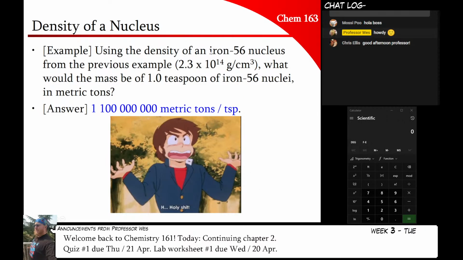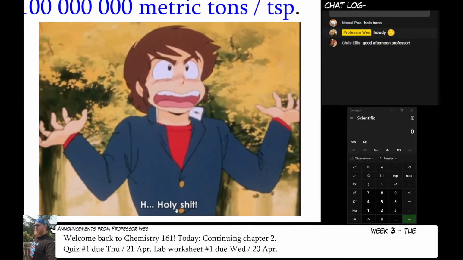But if you read this problem here, if I have only iron nuclei in a teaspoon, what will it weigh? 1 billion metric tons. This is how dense the nucleus is. If you only had nuclei in a teaspoon, it would weigh billions upon billions of tons. And there's only one logical response to that.